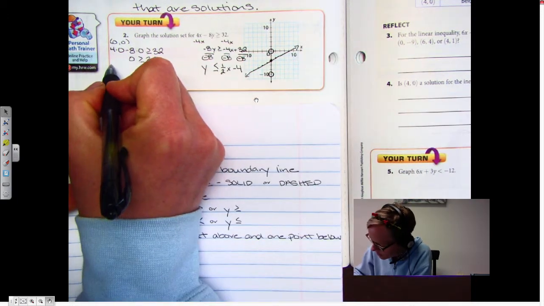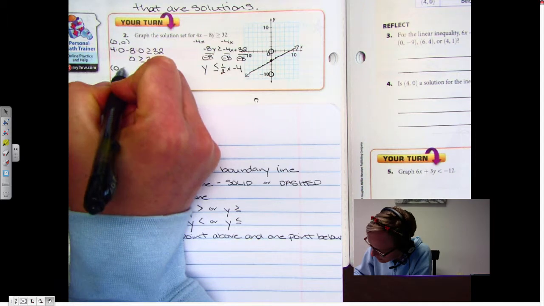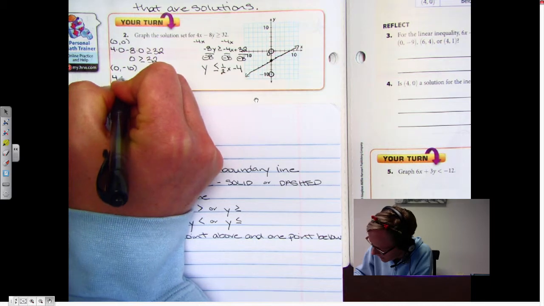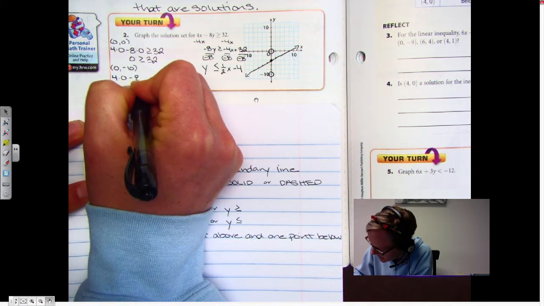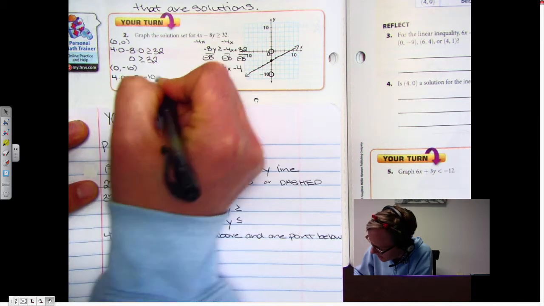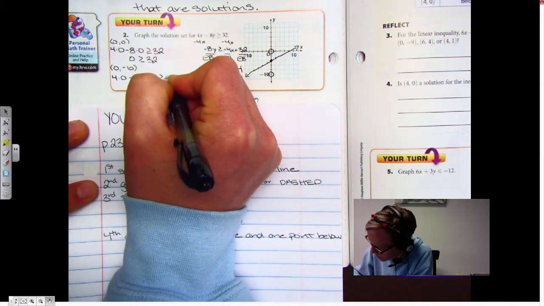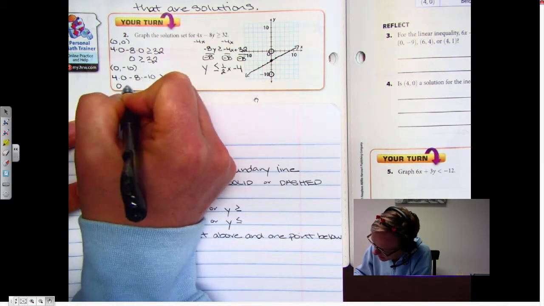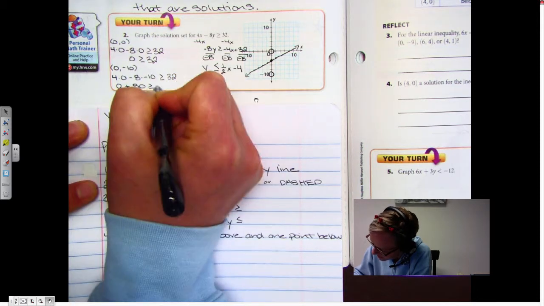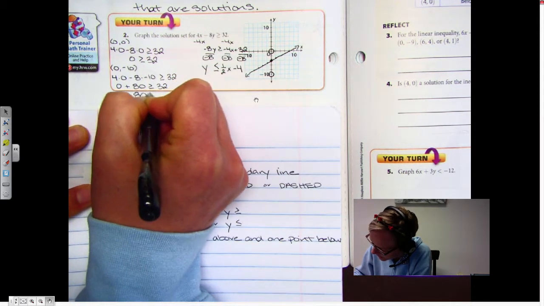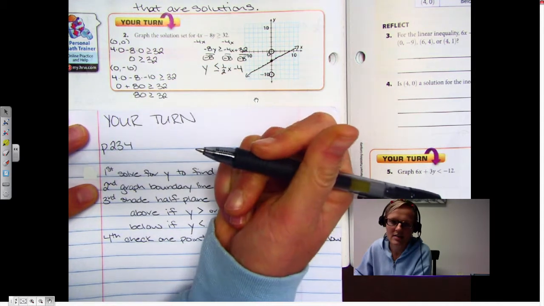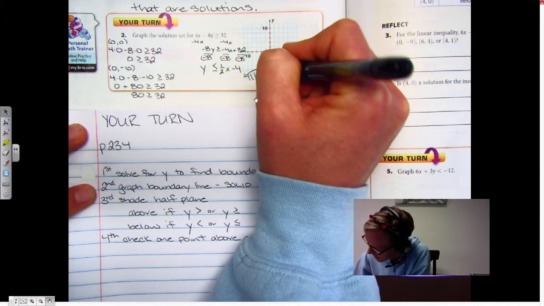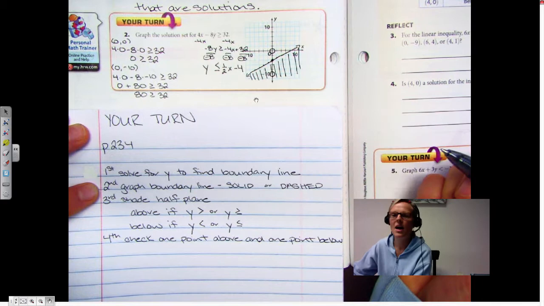Let me just double check and make sure that my second point, 0, negative 10, does make my inequality true. So I would plug it in: 4 times 0 minus 8 times negative 10. Is that in fact greater than or equal to 32? So I get 0, and negative 8 times negative 10 gives me a positive 80. Is 80 greater than or equal to 32? Yes, that is true. So either way I solve it, it's the bottom half plane that is shaded.